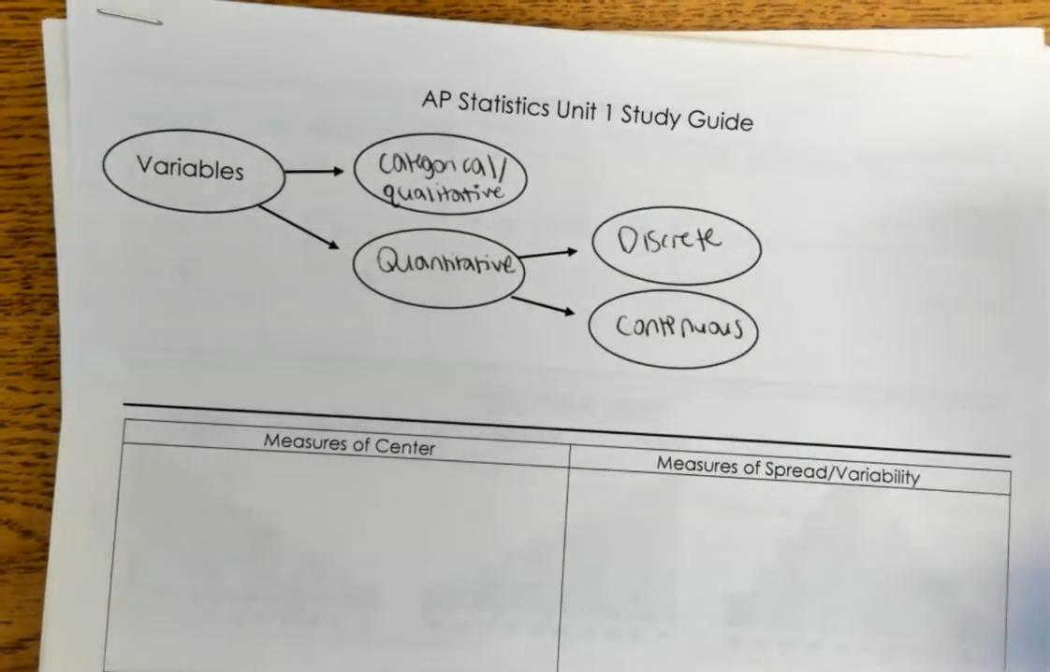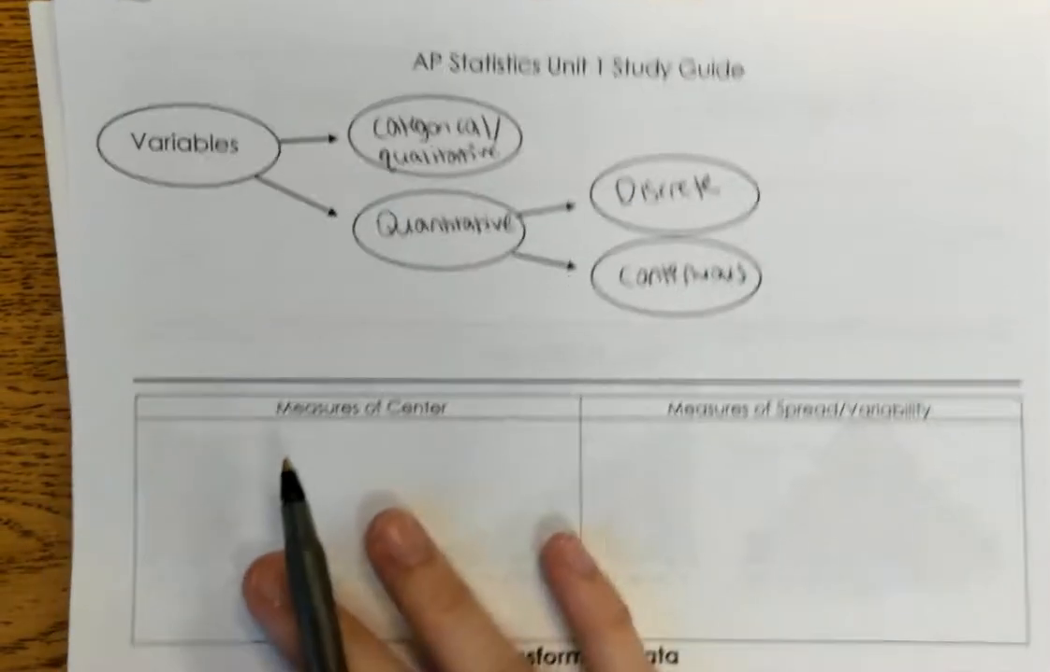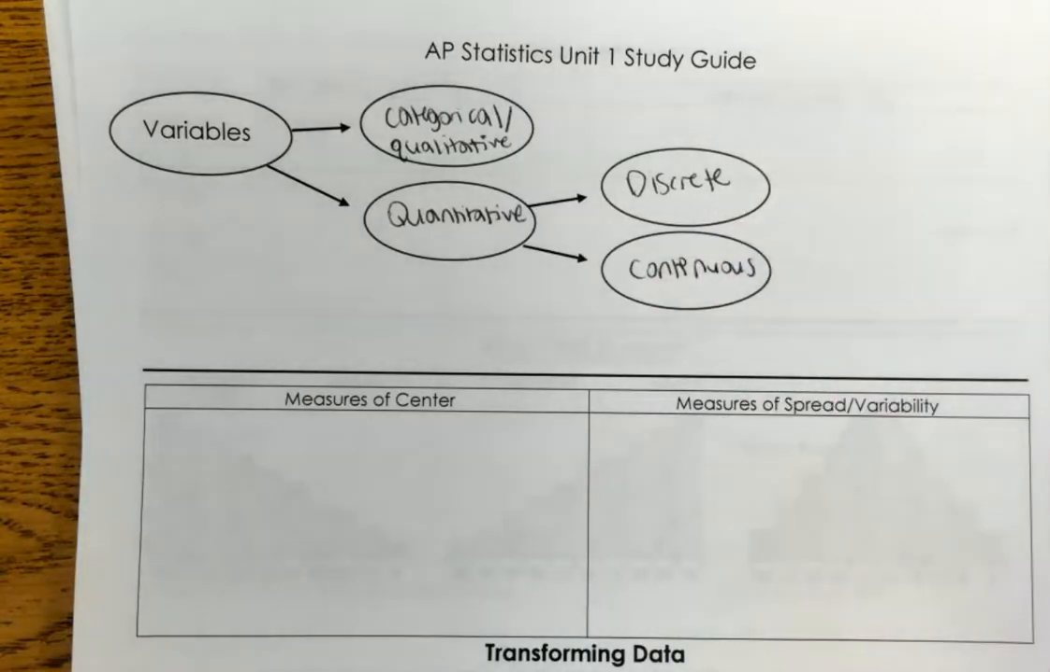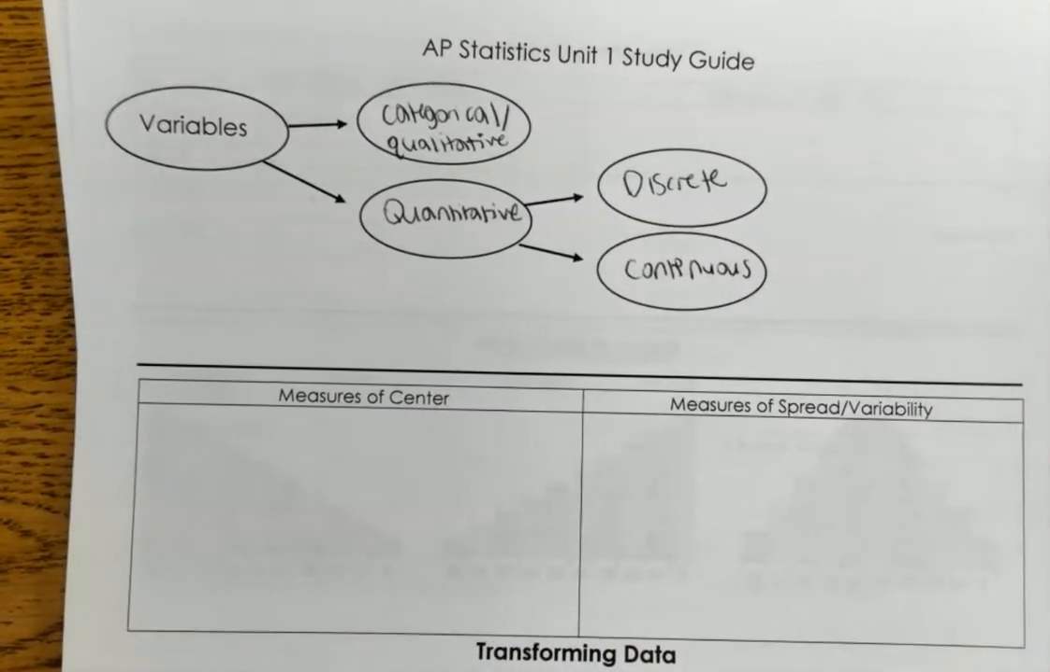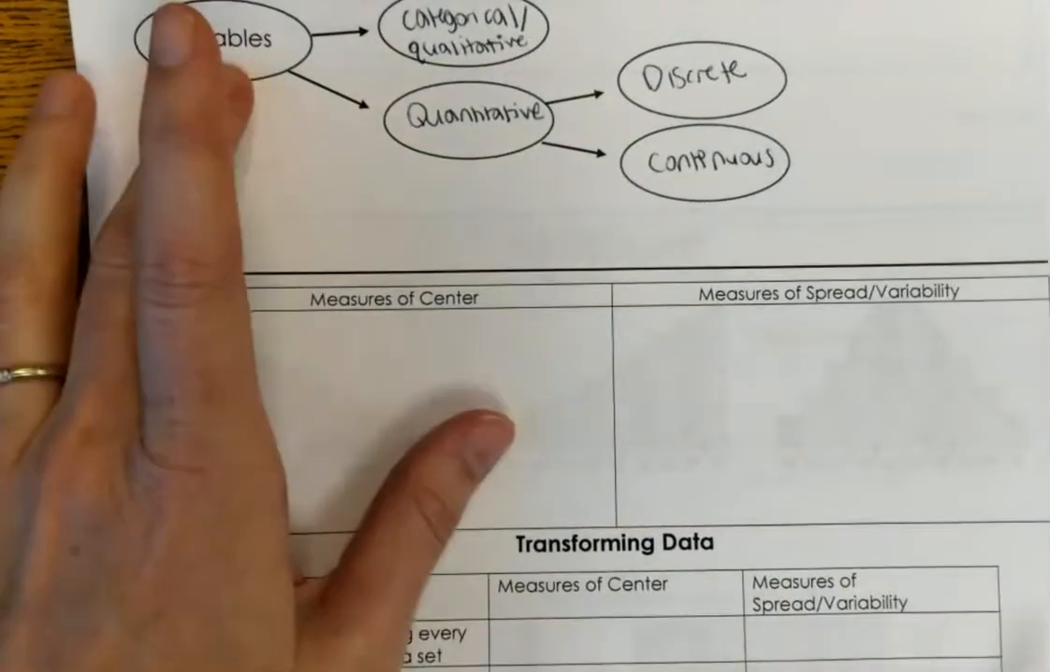So continuous is the opposite, right? Continuous means that there's no separate units that you have to worry about. All of the units are just continuous. It can be in between certain numbers. All right, so that's it for variables.